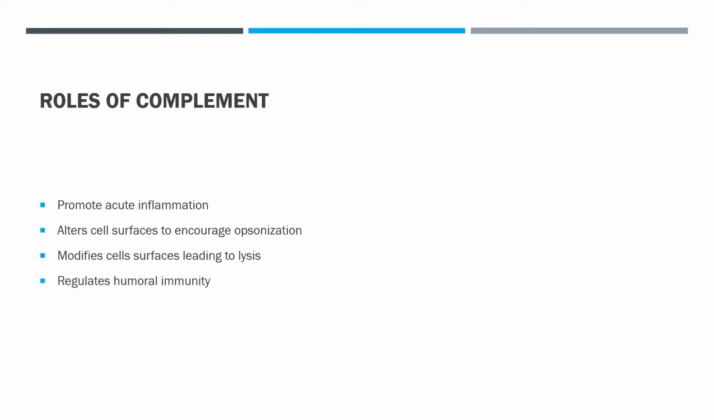The third role of complement is that it modifies the cell surface, leading to cell lysis. And finally, the fourth major role of complement is to regulate humoral activity or humoral immunity.